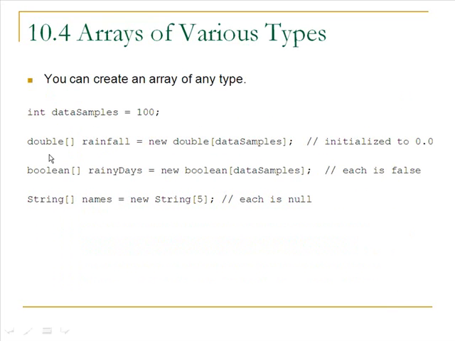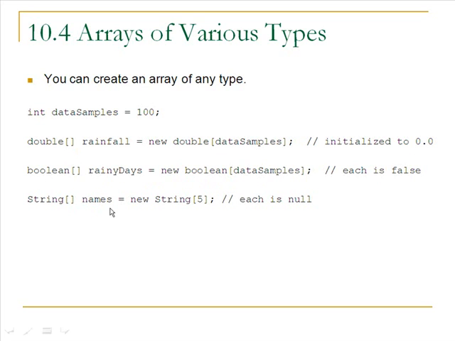So here are a few examples of arrays of different types. Suppose I want a double array, and I'm going to store rainfall values. This statement would allocate 100 doubles and initialize each one to 0.0. You could have an array of booleans. So I have 100 booleans. Each one is initialized to false, and apparently I'm going to keep in there whether it was a rainy day or not, true or false.